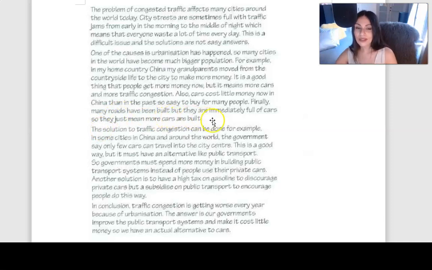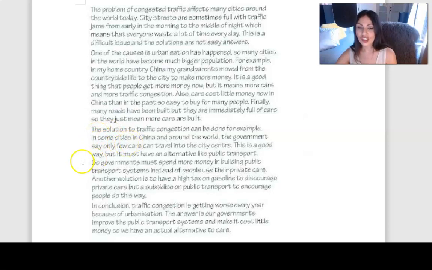Finally, many roads have been built and they are immediately full of cars, so they just mean more cars are built. I see what the point was here, but cars are not built. Cars are manufactured or produced. In this case, the car manufacturing industry is the word we use, so manufactured would be the verb you need to use here. Now we go to the next paragraph.